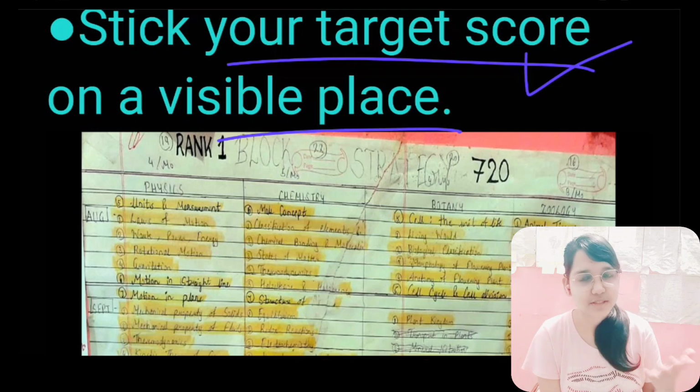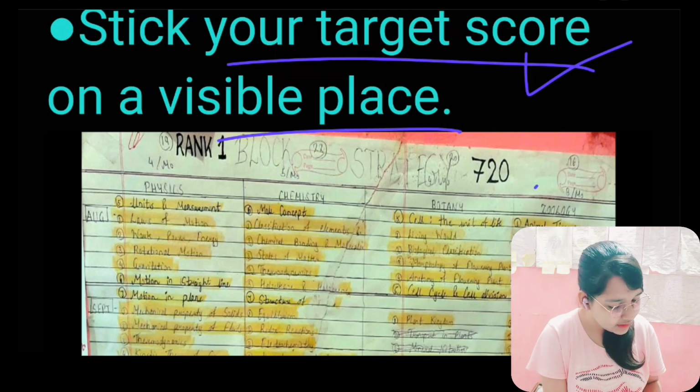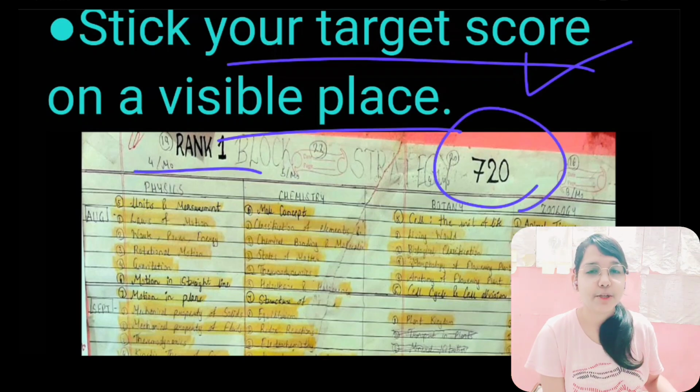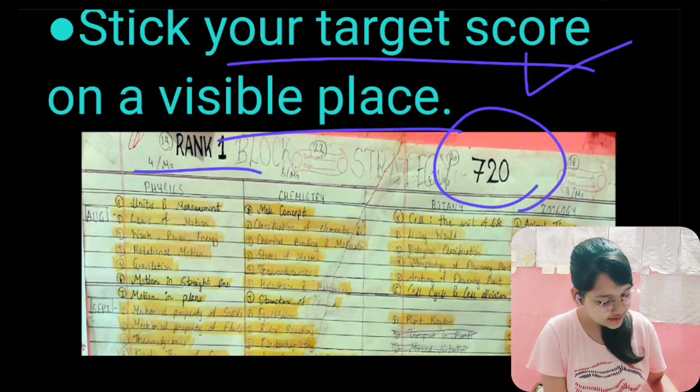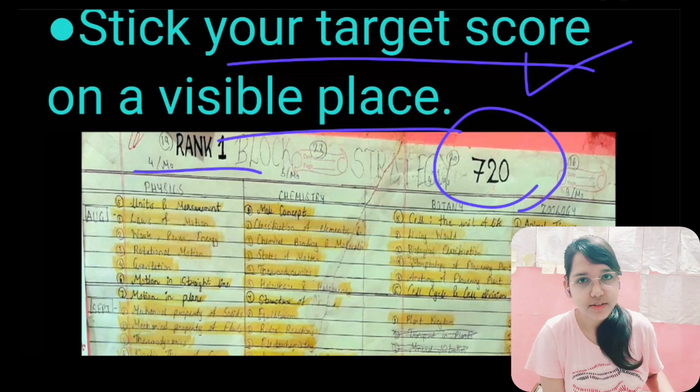Even I had a target of 720, that's why I stuck 720 and even rank 1 too in my schedule chart. So you can see and have some reference.